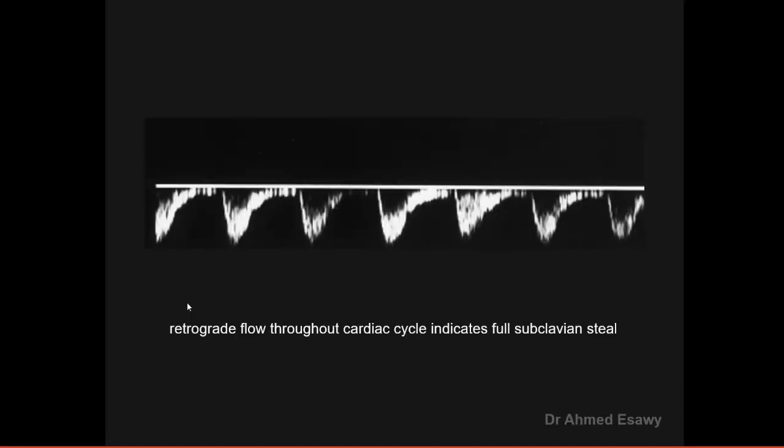Lastly, retrograde flow all through the cardiac cycle indicates full subclavian steal syndrome. Retrograde flow in the vertebral artery all through the cardiac cycle indicates full subclavian steal syndrome.